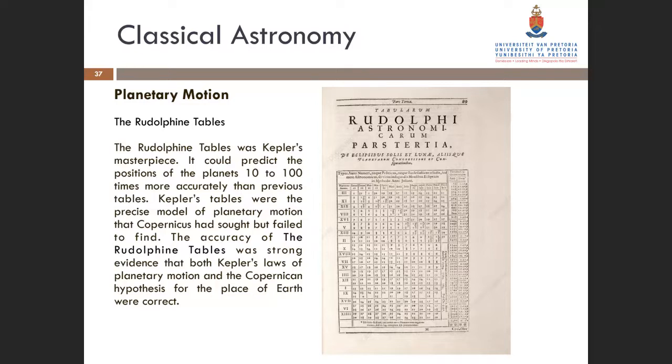So planetary motion, the Rudolphine tables. The Rudolphine tables were Kepler's masterpiece. They could predict the positions of the planets 10 to 100 times more accurately than the previous tables. Kepler's tables were a precise model of planetary motion that Copernicus had sought but failed to find. The accuracy of the Rudolphine tables was strong evidence that both Kepler's laws of planetary motion and the Copernican hypothesis for the place of Earth were correct.